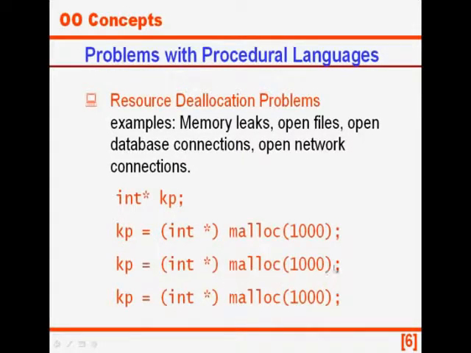Again we have allocated another 1000 bytes to this pointer kp, and yet again we have allocated 1000 bytes to the pointer kp. Now at the end of this code, 2000 bytes of memory becomes unavailable to the rest of the program, causing what is known as a memory leak. Memory allocated but unusable because we have lost the pointer to that memory.